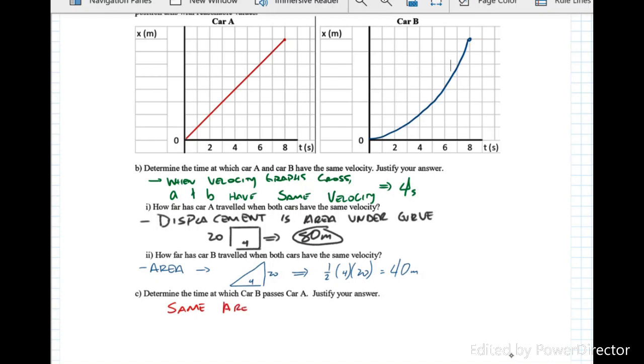That's when they have the same area. That's going to happen in 8 seconds. All right. So review.